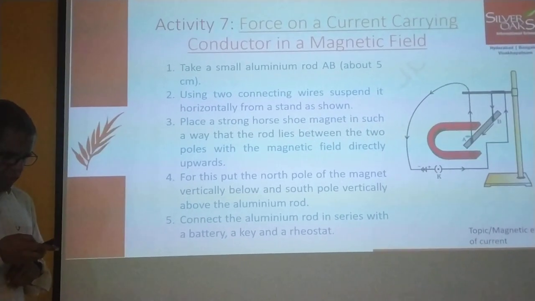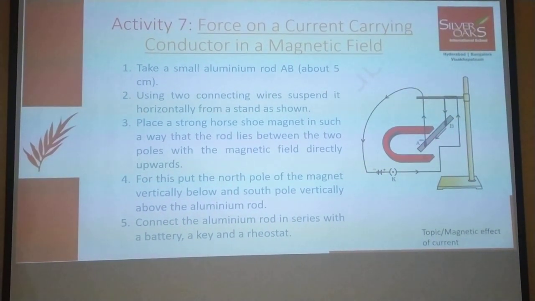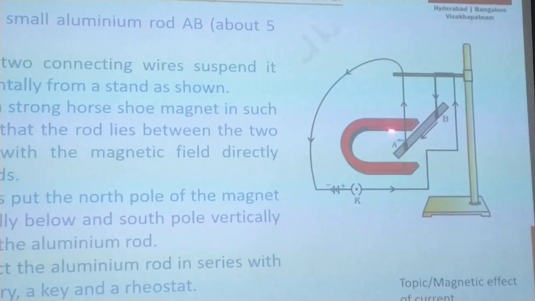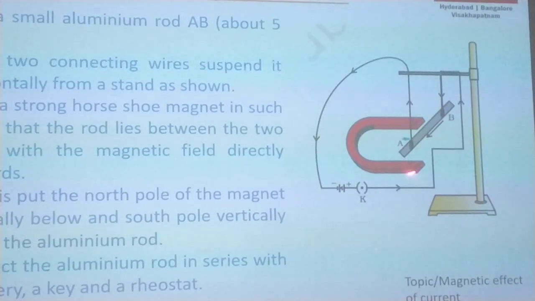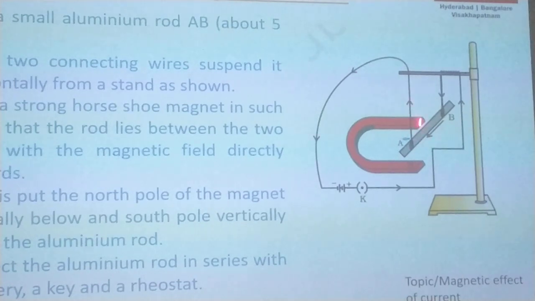For this activity, what I am going to do is take an aluminum rod, this rod, and pass a current through this, and we'll put a magnet. This is called a super magnet. We can put a magnet, and you find that this is the north pole and south pole. So the magnetic field is from north pole to south pole. The direction of the magnetic field is perpendicular to this aluminum rod, and we will be passing the current like this, and this is the vertical magnetic field.